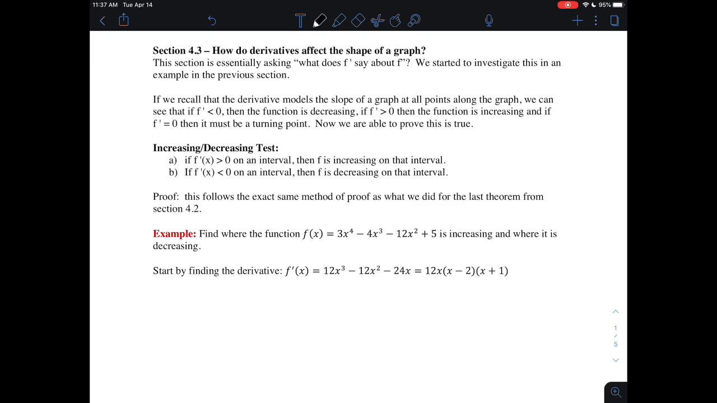So first we have what is called the increasing-decreasing test. If the derivative is positive, so f prime of x is greater than 0, on an interval, then f is increasing on that interval. If the derivative f prime of x is less than 0 on an interval, then f is decreasing on that interval. The proof for this is exactly the same as what we saw at the end of the previous section.